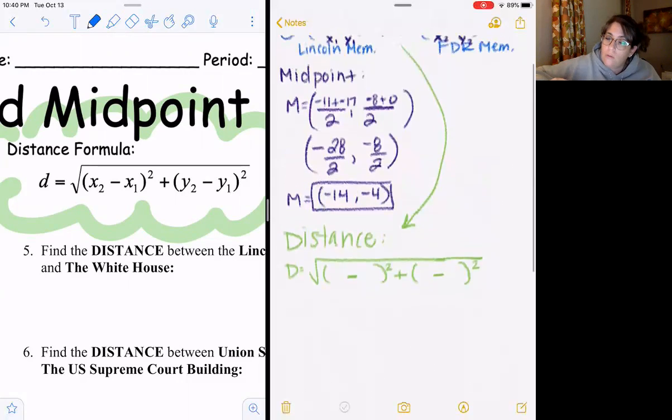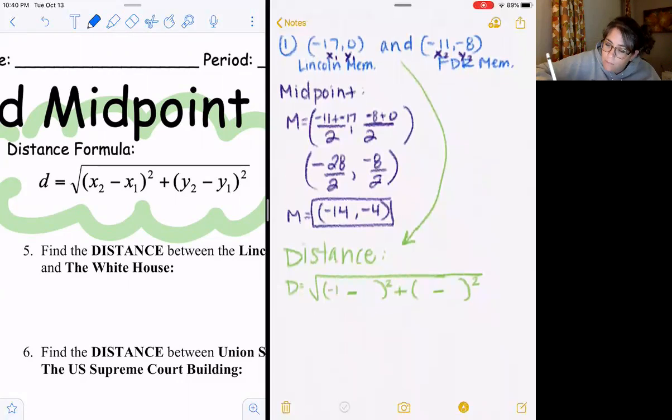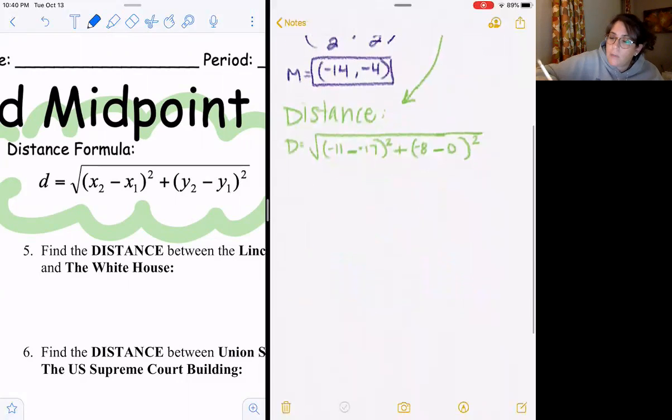So x2, which is -11, minus x1, which is -17. Don't forget the negatives. And then y2, which is -8, minus y1, which is 0. Okay, so you have to do inside the parentheses first. So don't forget, negative turns to positive. So that's going to be 6 squared, right? 17 minus 11 is 6. And then this is going to be -8 squared. And then we're going to take the square root.